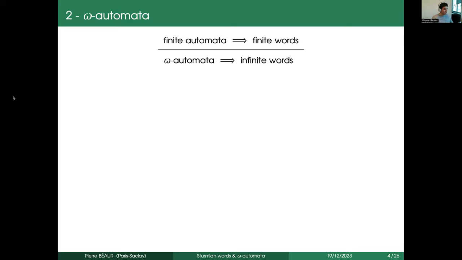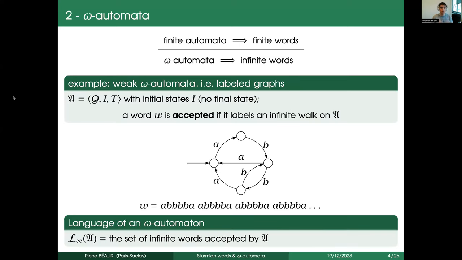Now, the next term in the title I will explain is Omega Automata. So in computer science, if you want to study finite words, a classical way to do it is to use finite automata. And if you want to study infinite words, the counterpart is to study Omega Automata. In this first part, I will focus on one model, but in fact, there are multiple models of Omega Automata. And I will focus on the model of the weak Omega Automaton.